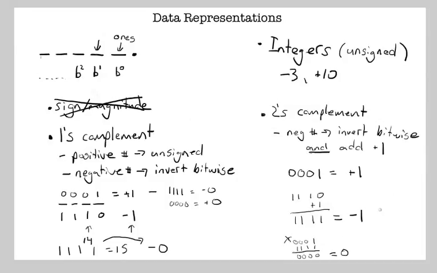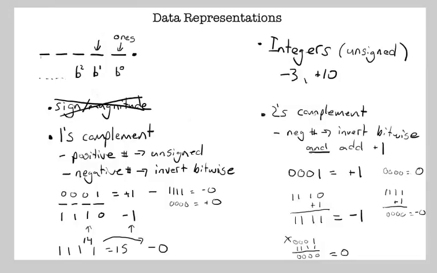And another nice thing is what happens if you invert 0 in the twos complement system? If you invert 0, you end up with 1, 1, 1, 1. You add 1. We just did this over here: 1, 1, 1, 1 plus 1 is all zeros. So that is our negative 0. But there's only one representation for 0. And that's one of the major advantages of twos complement.